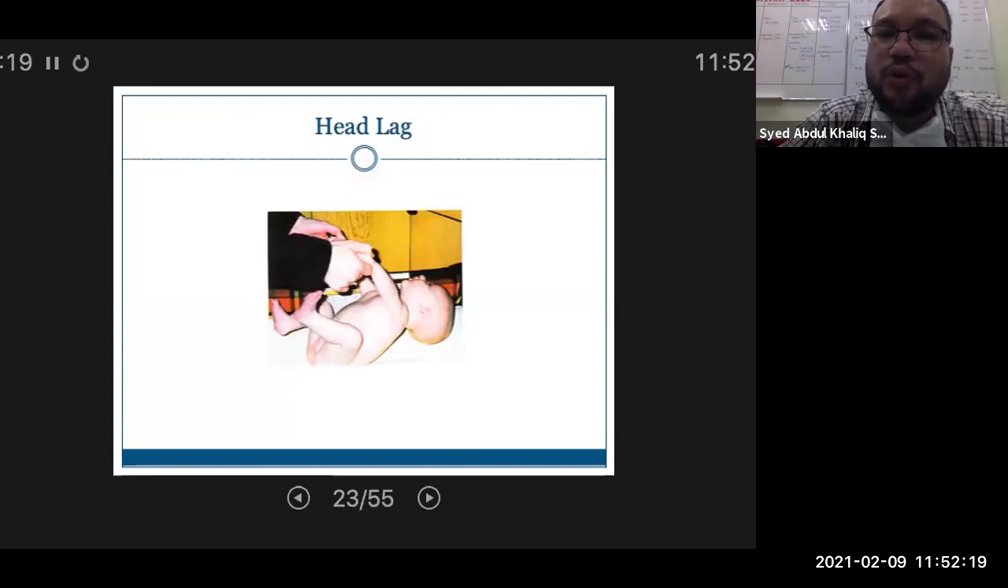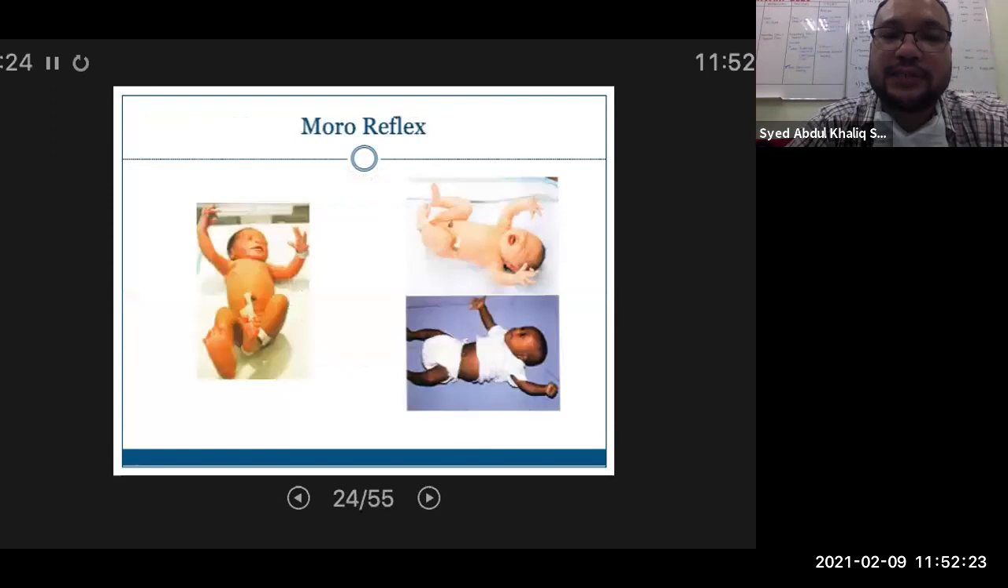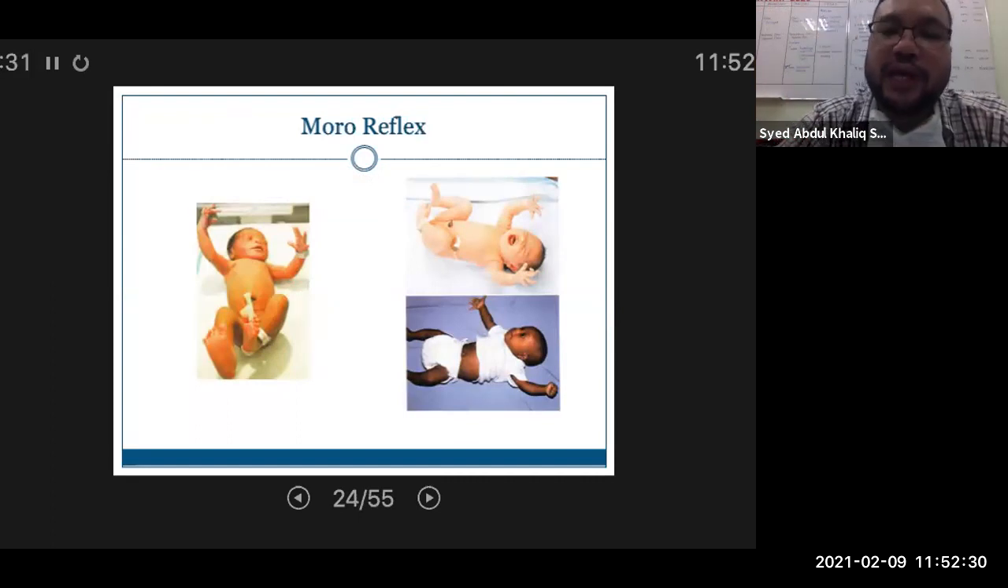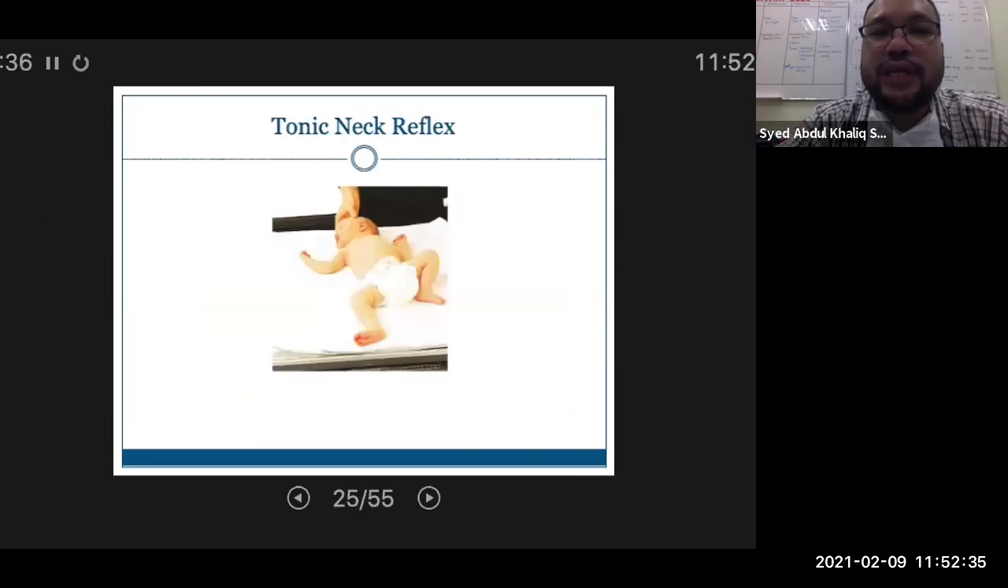So head lag: newborn babies do have head lag. Sometimes it may improve a bit, but they usually have a lot of head lag. Moro reflex, the baby will open and then recoil back. So this is what you can see. Tomorrow we'll try and do the Moro reflex. Tonic neck reflex is the fencing posture. You turn the head to one side. The side the face is looking at will start to extend, the leg also extends, and the arm and leg on the opposite side will flex. So this is the fencing posture.